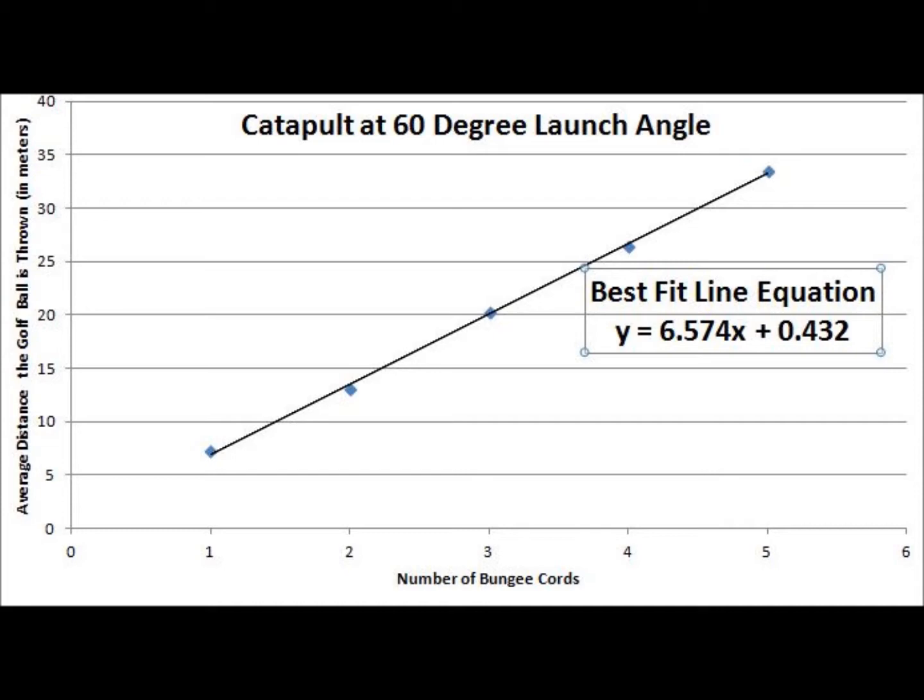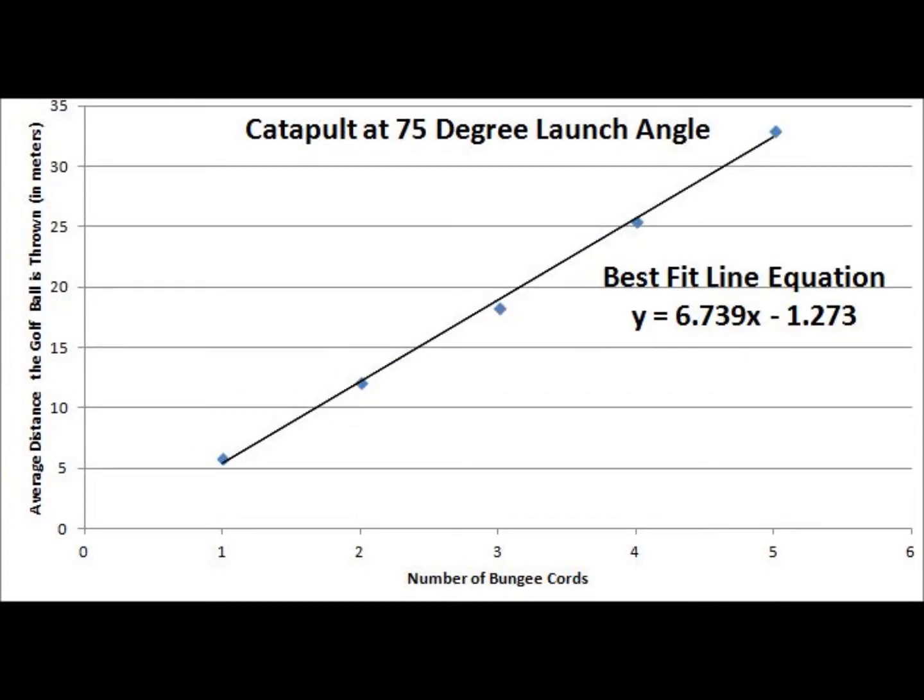Most of the points fit on a best fit line, and the equation for that best fit line is y equals 6.574x plus 0.432. The minimum distance we used was with one bungee cord, and that came out to 7.28 meters, and the maximum distance was when we used 5 bungee cords, and that was at 33.48 meters.